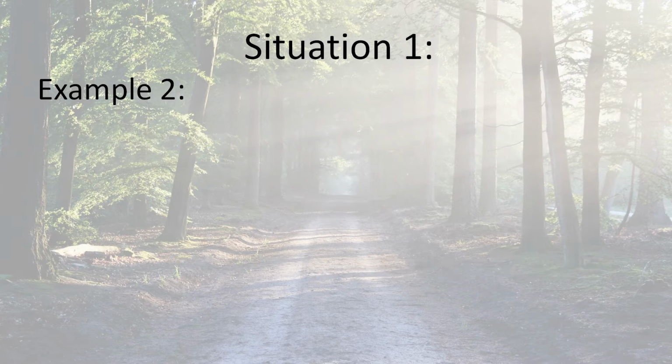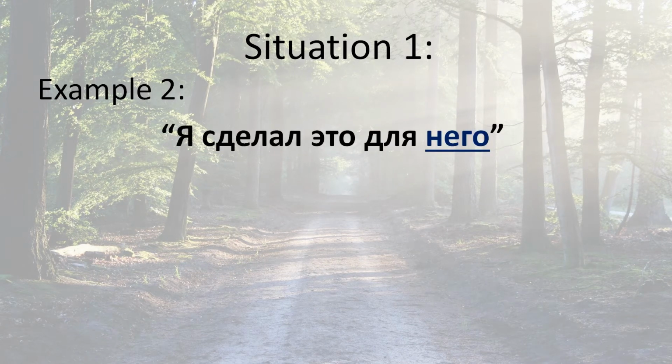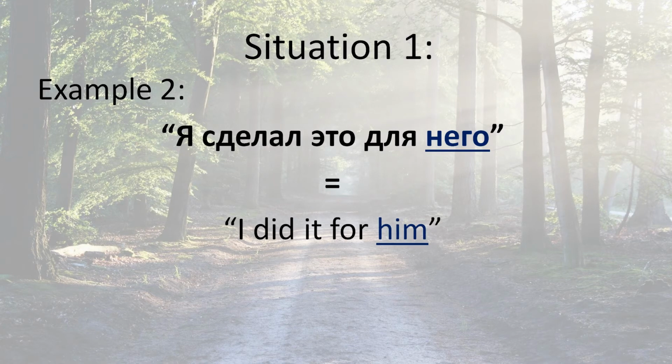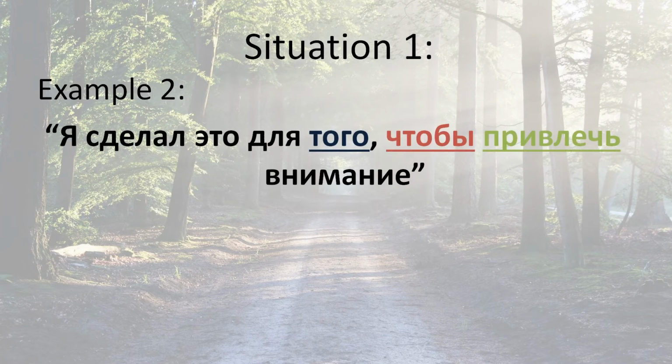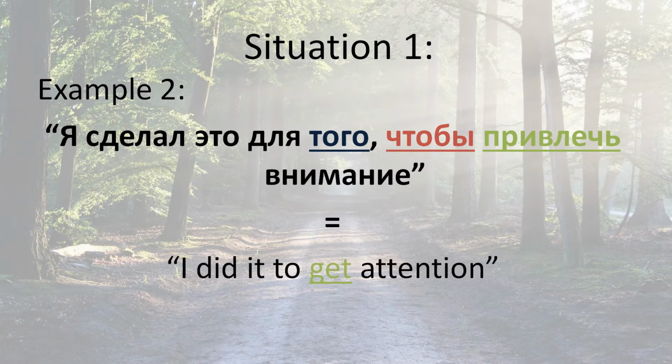Example 2. Я сделал это для него. I did it for him. Him is a pronoun, so nothing else is needed. But again, if you use a verb, я сделал это для того, чтобы привлечь внимание. I did it to get attention.